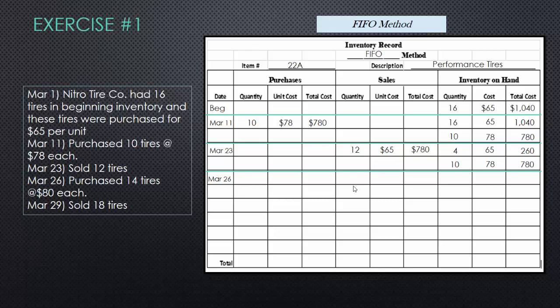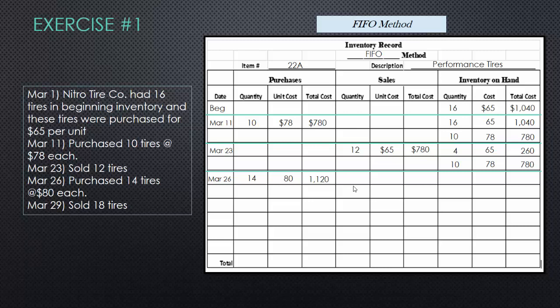On March 26th, we're going to purchase an additional 14 tires. These tires have a unit cost of $80 a piece, so our total cost of our March 26th purchase is going to be $1,120. We have a purchase with a different unit cost than our previous inventory, which means we need to create a new layer.